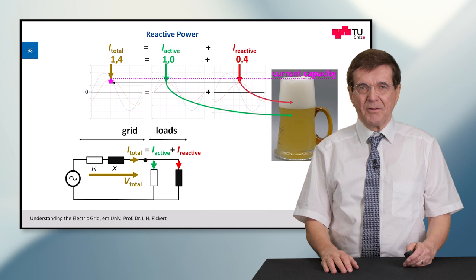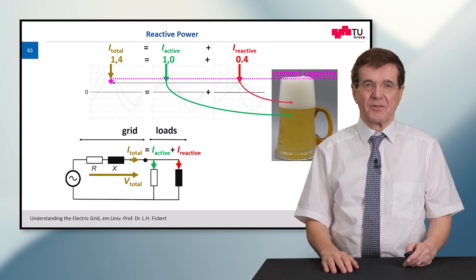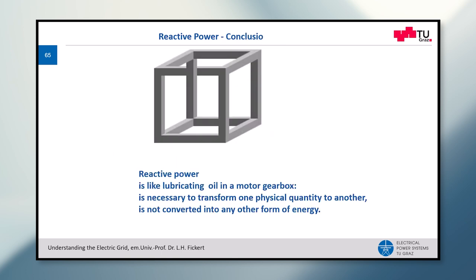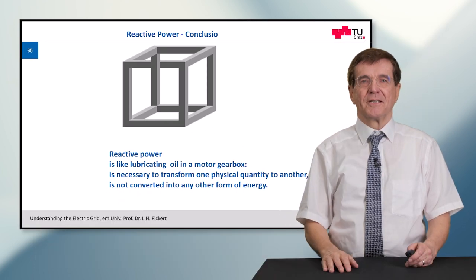But it is not only on power that the reactive current has an effect, but also on the voltage. Of course, the total current causes a voltage drop from the source to the connection point. And here we have the limitation by the voltage band, the tolerance band, as I explained before. And here again, this is a limitation. And to come to the conclusion, reactive power is like lubricating oil in a motor gearbox, well known to everybody of us. It is necessary to transform one physical quantity, but it is not converted into any other form of energy.